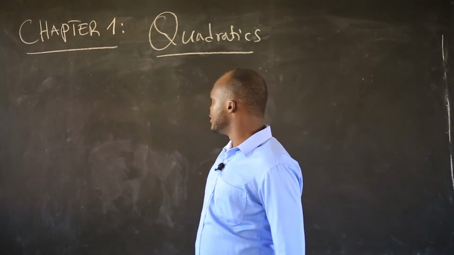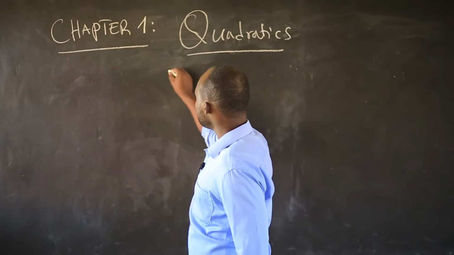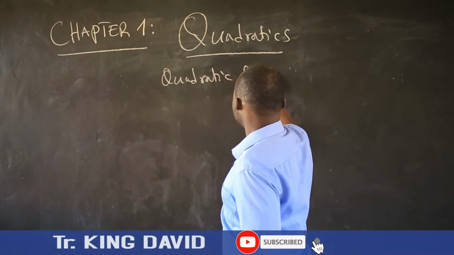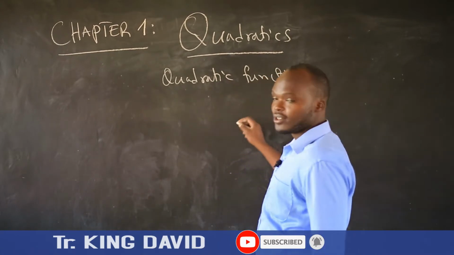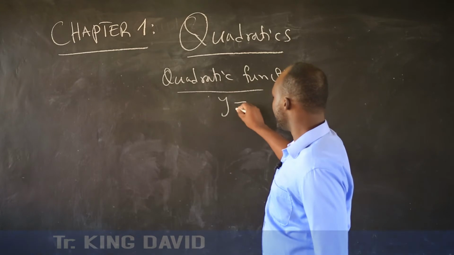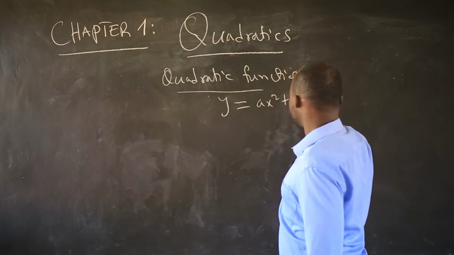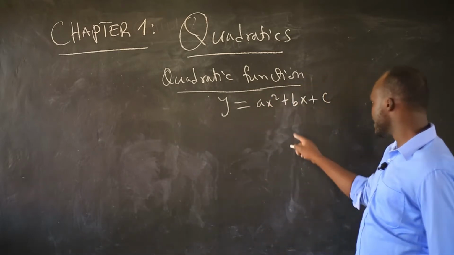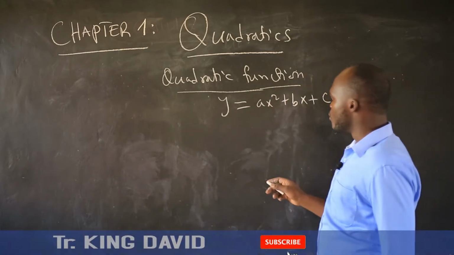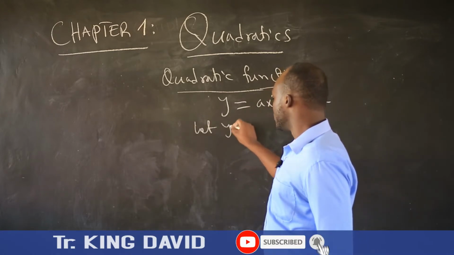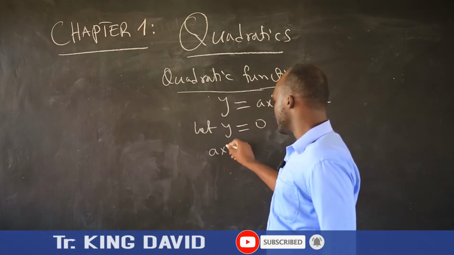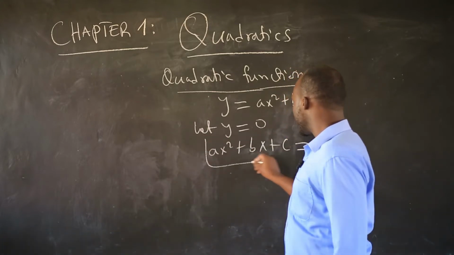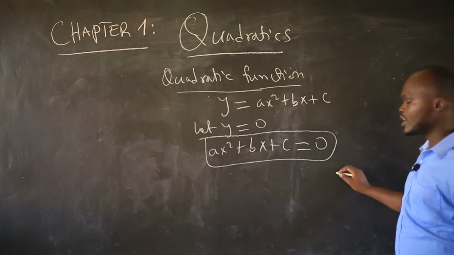So quadratics, there is what we call quadratic function. When it is a function, you have y equal to ax squared plus bx plus c. This is what we call quadratic function: ax squared plus bx plus c. So if we let y equal to 0, that is ax squared plus bx plus c equal to 0. So now from quadratic function, it becomes quadratic equation.